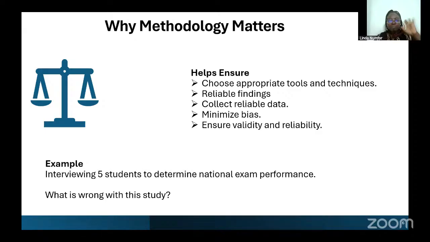If you can, put up your hand, then I will just unmute you. Then you explain why you think that 5 students to determine a national exam performance is good or bad.